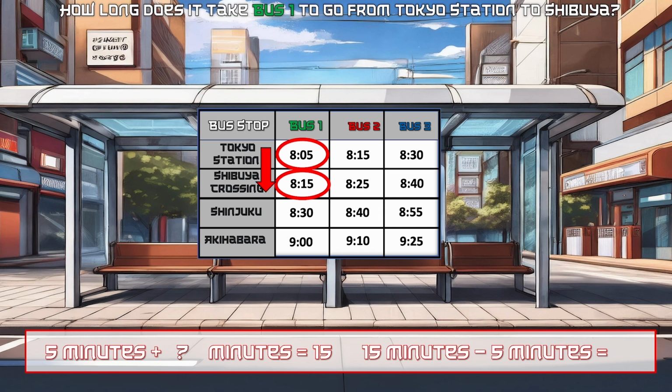A couple of ways we could do that. Have a look down at the bottom here. We could look at 5 minutes add something equals 15 minutes. Or we could look at it as 15 minutes take away 5 minutes equals something. So 15 minutes take away 5 minutes leaves us with 10 minutes. So if we check that now by saying 5 minutes add 10 minutes equals 15. So we can say that it takes 10 minutes to go from Tokyo Station to Shibuya Crossing. From 5 minutes past 8 to 15 minutes past 8 is 10 minutes.